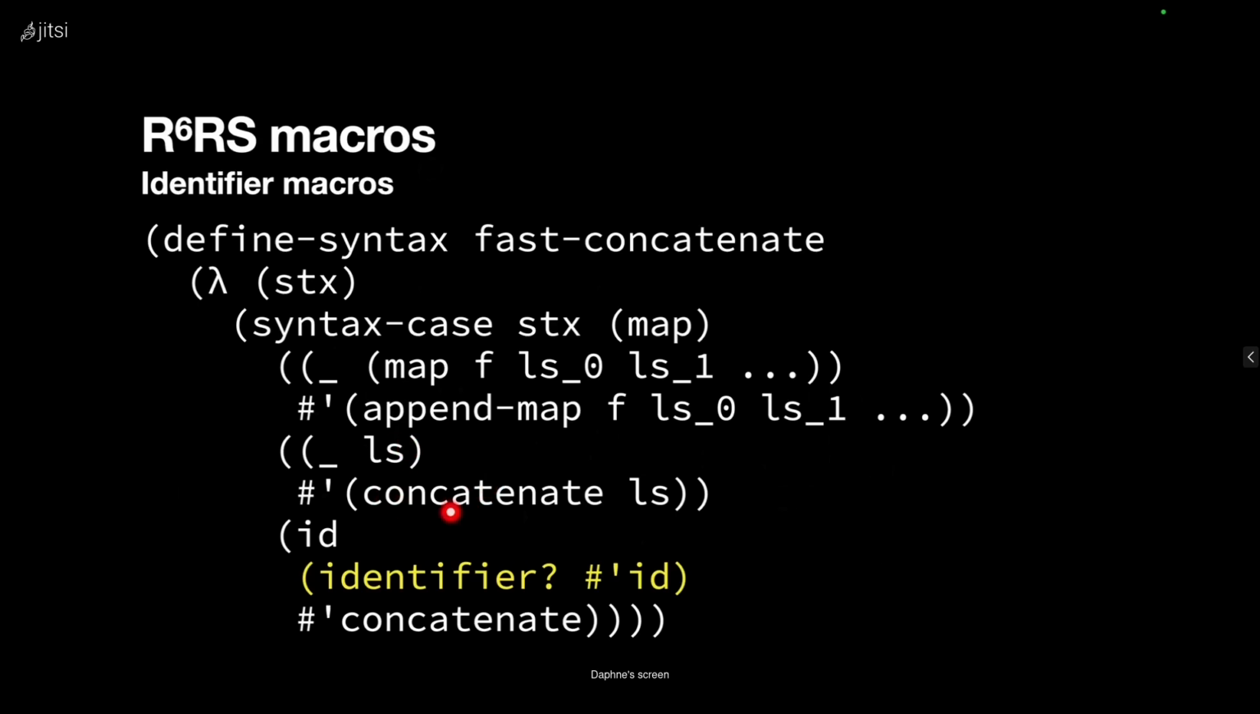work like the regular concatenate procedure, including in the case that I use it as a first-class procedure, because here I say, if the macro name just appears on its own, I check is it an identifier on its own, then I just replace this with the name of the concatenate procedure, and that will continue to work as a first-class procedure.